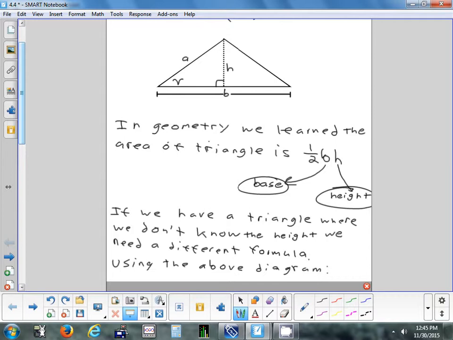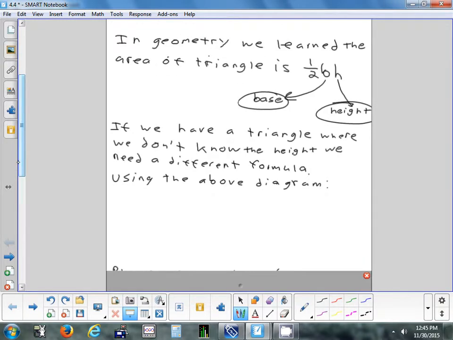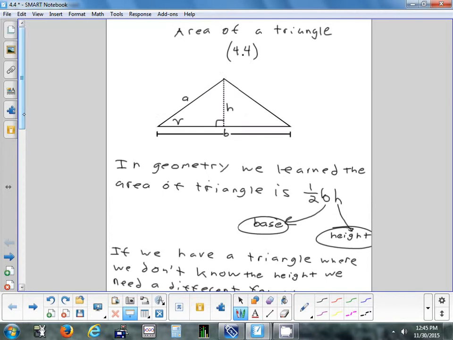All right, so let's see if we can come up with a formula for the height. Let's say they gave me A, they gave me gamma, and I want to find the height. I'm going to focus on this triangle that's on the left. B I'm not going to use right now. B is the length of the entire bottom side, so I'm just focusing on the left half.